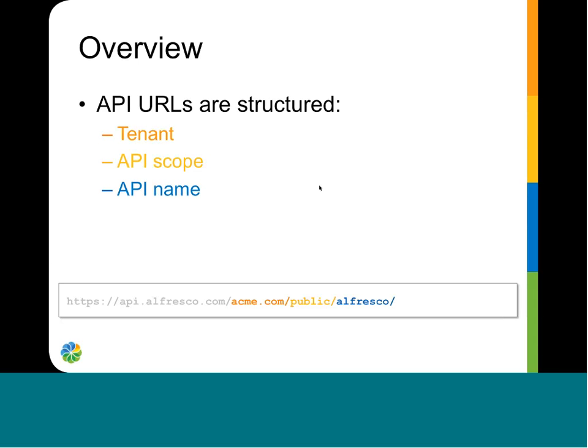There's an API name, and these are different functional groupings. So Alfresco's core functionality falls under an API name of Alfresco. CMIS falls under an API name of CMIS. Workflow, when and if a workflow API comes out, would probably be under an API name of workflow, perhaps activity, it depends. That's really TBD at this point.